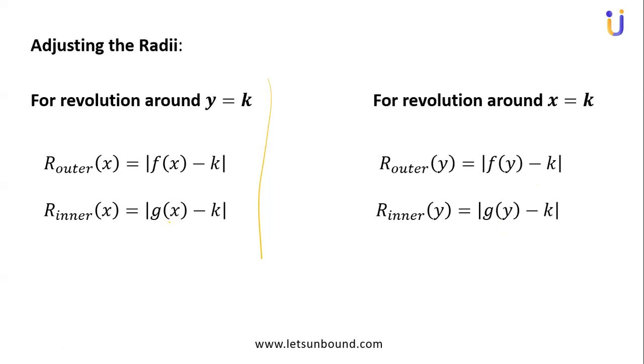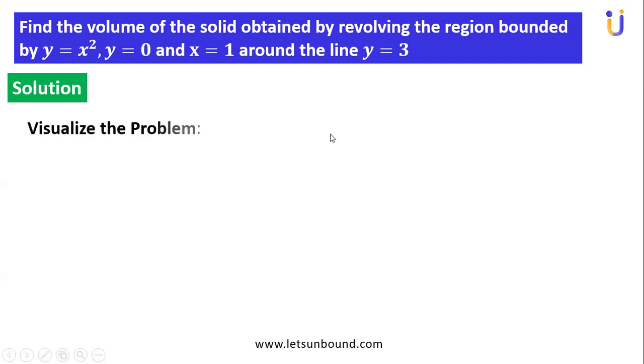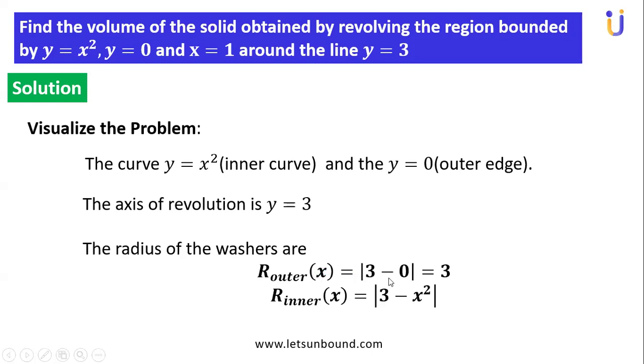Right? So here we go. Now find the volume of the solid obtained by revolving the region bounded by y equals x squared, y equals 0, x equals 1, around the line y equals 3. Okay, so the region is defined by y equals x squared and y equals 0. The axis of revolution is at y equals 3. Radius of the washer, outer is 3 minus 0, just 3. Inner is 3 minus x squared.